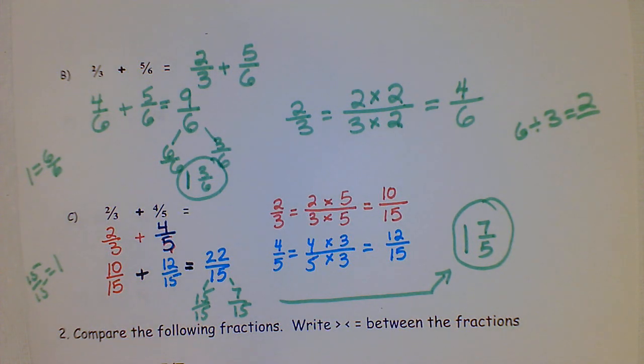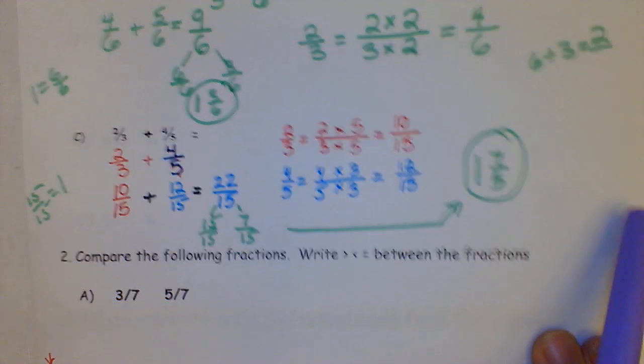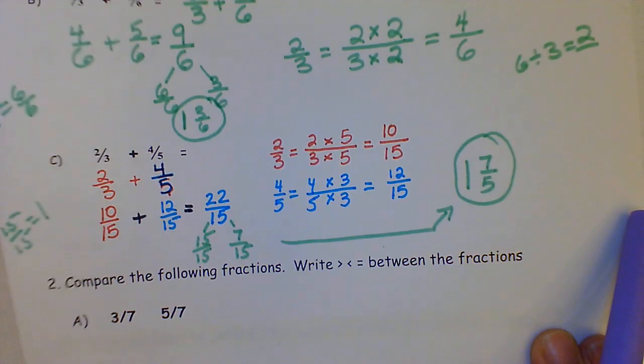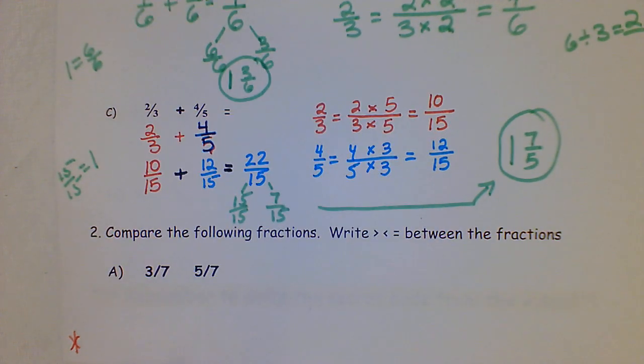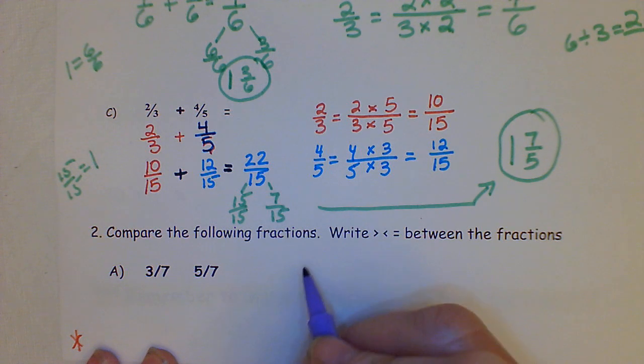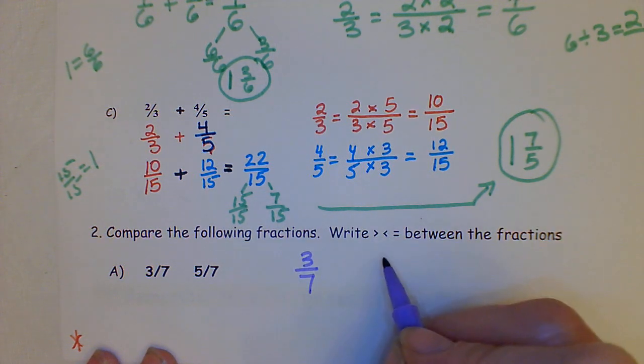So let's see what this fraction pair is about. It says compare the following fractions. Oh, let me move this up. And then it says write greater than, less than, or equal to between the fractions. Oh, sorry guys. All right, so if I look at these, again, I think some of you are more comfortable if we rewrite them into this form.